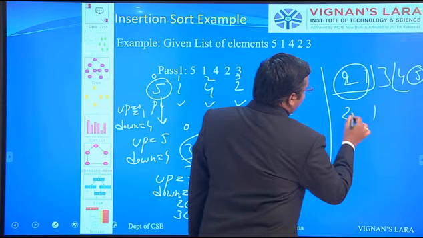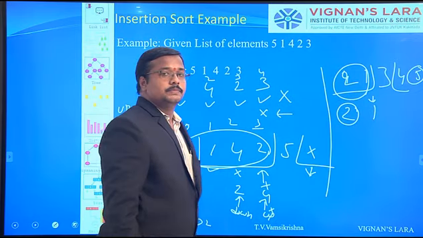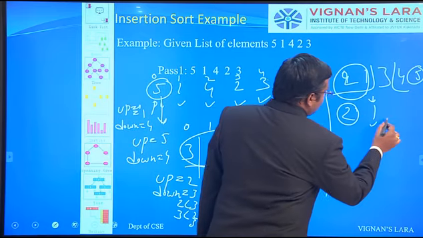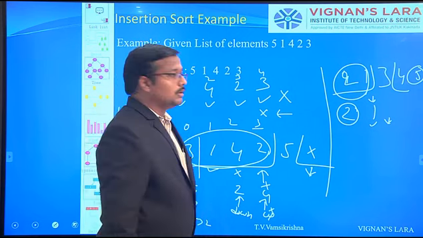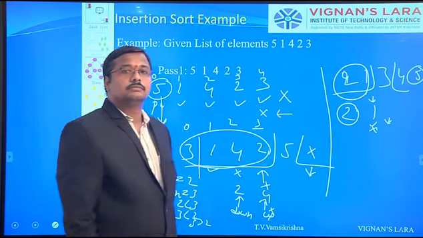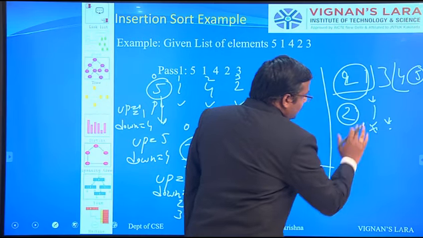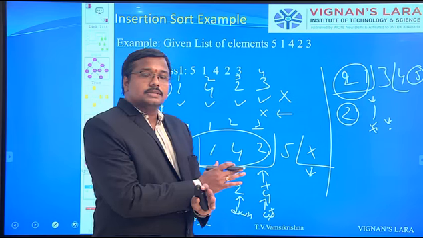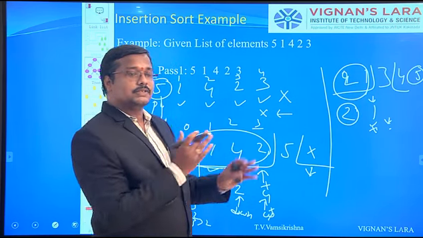So 2, 1. 2 is the pivot element. Up points to this one, down points to this one. 2 is compared with 1, less. The condition is true, so it goes to the next position. There is no element here. Break. Next, 2 is compared with down. Fail. The up value is here, the down value is here, meaning both have crossed each other. So the pivot and down elements swap each other.